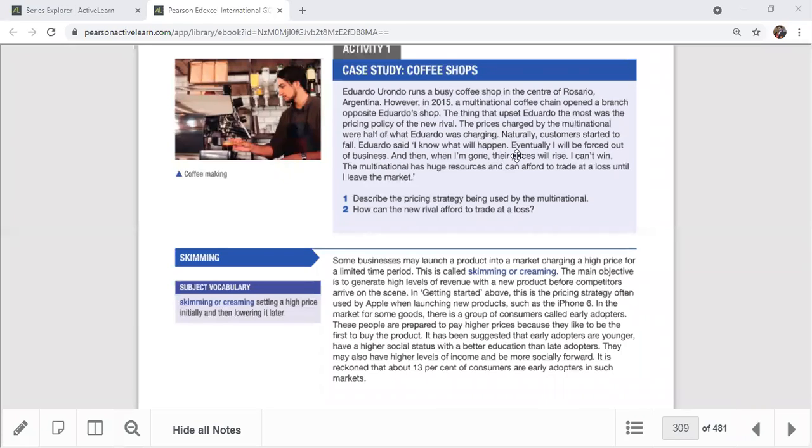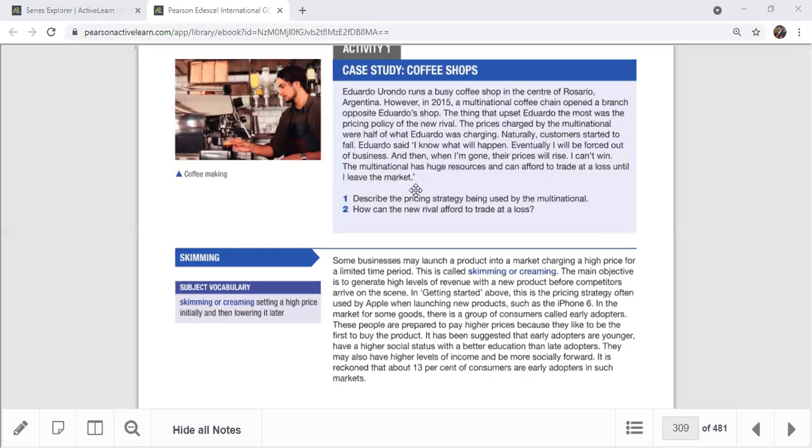So naturally, customers started to fall, and Idaro said, "I know what will happen. Eventually, I will be forced out of the business, and then when I'm gone, the prices will rise." That's what happened. I can't win. The multinational has huge resources and can afford to trade at a loss until I leave the market. That's why an MNC can afford that, because it's like promotional pricing. For a couple of months, like 6 months, is enough to close down one business. Even 2-3 months is enough.